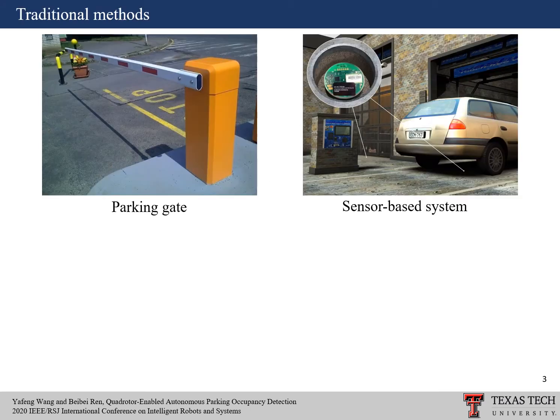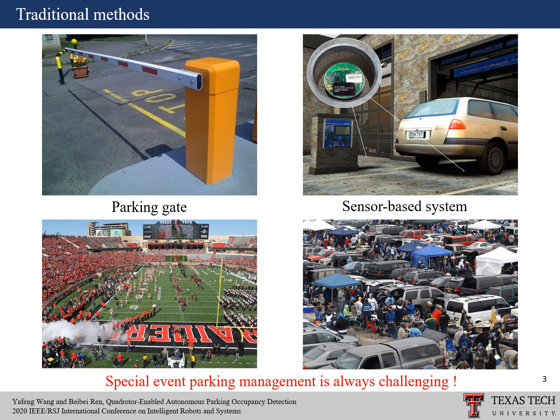So the traditional method for parking management is straightforward. For example, we can construct a parking gate, and an even easier way is that we can use a sensor-based system, where we can just install a laser sensor or a car detector at the entrance of the parking lot. However, that's not always the case, because such a system, even the sensor-based system, is very challenging to implement in parking scenarios like special event parking. The special event here means sport occasions or music festivals like a football game, for example. So special event parking management is always challenging.